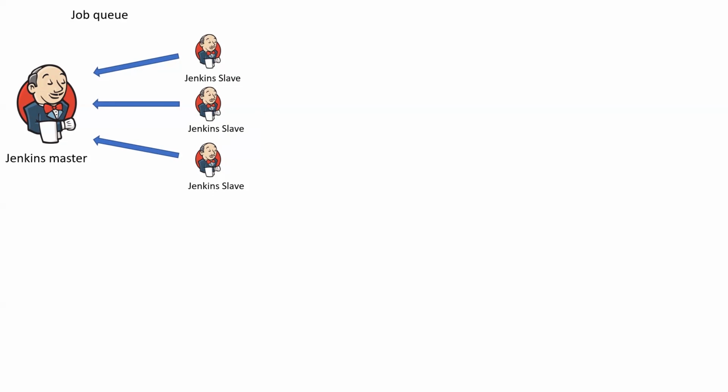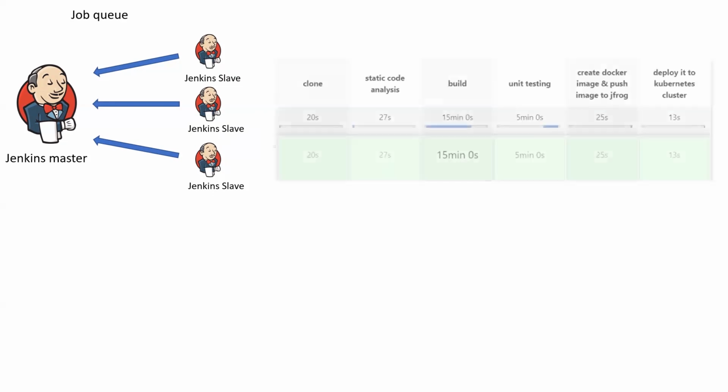And there were so many pipelines running in Jenkins, where the stages were very similar to the screenshot that is shown on the screen. The stages were like clone stage, static code analysis stage, build stage, test stage, creating Docker image, pushing Docker image stage, deploying to K8s cluster stage. And there were many other stages, and many different pipelines as well.